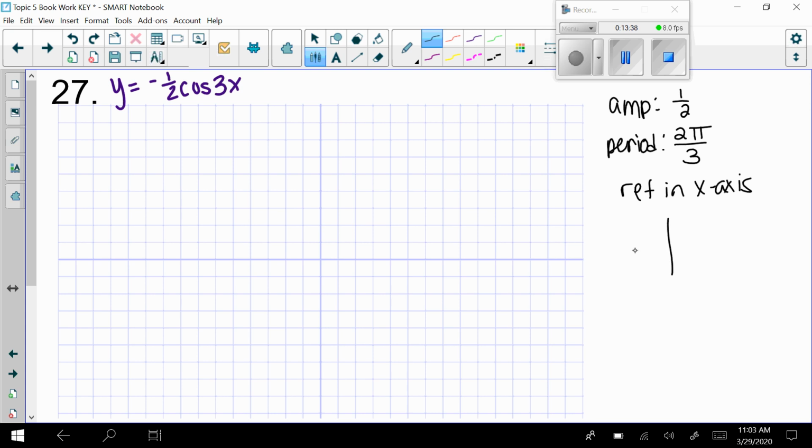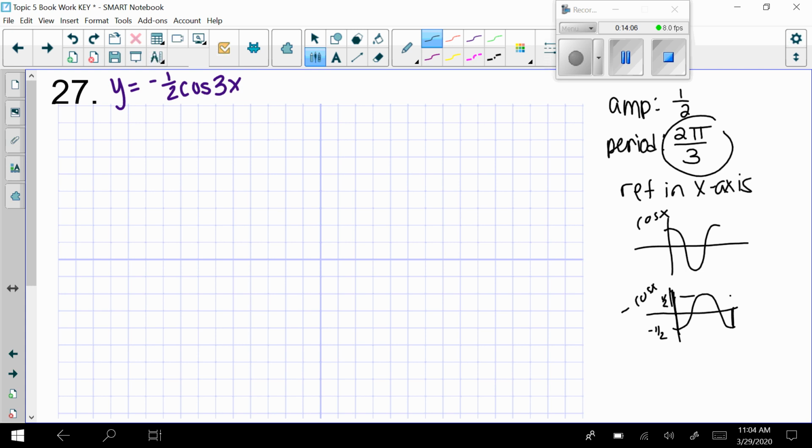So this is going to look like, let's sketch. Here's my regular cosine. That's cosine, my parent function. We are flipping her over the x-axis. So it's going to look like this. And we know it's only going to go up to a half and down to negative a half. And our period is 2 pi over 3.